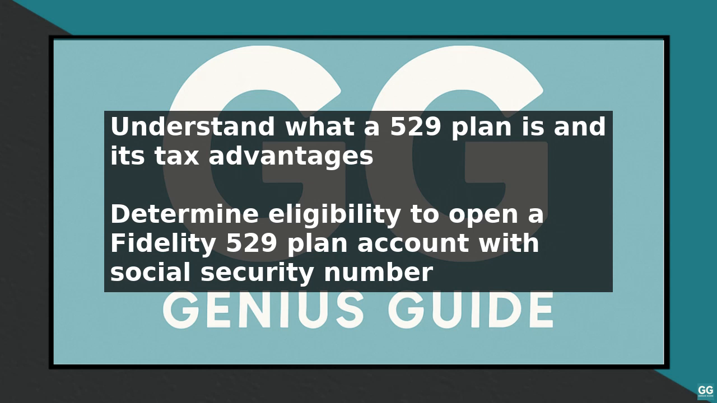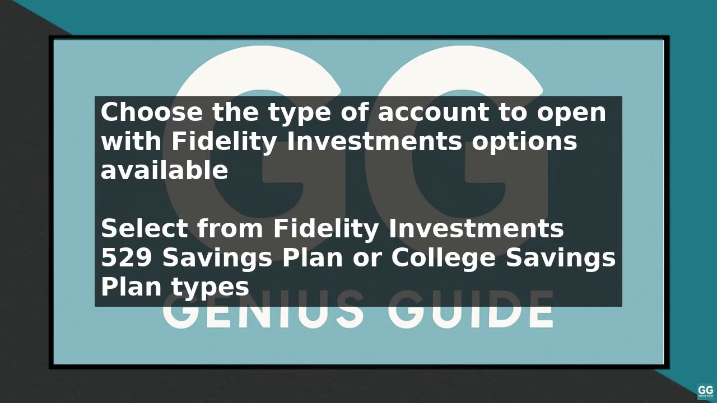The first step is to determine if you are eligible to open a Fidelity 529 plan account. You can open an account if you are a U.S. citizen or resident alien, and you have a valid Social Security number or tax identification number. You can also open an account for a beneficiary, such as a child or grandchild, as long as they have a valid Social Security number.